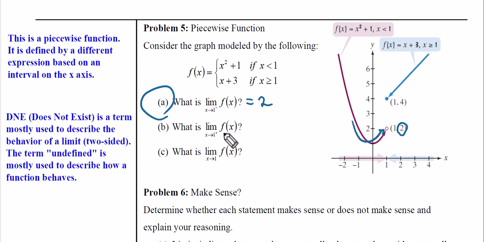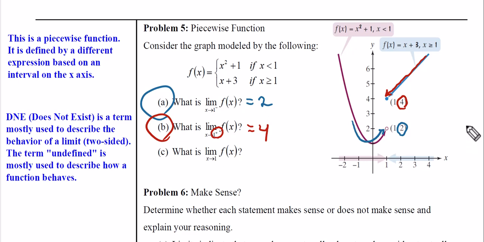What is the limit as x approaches 1 from the right? Notice this little positive sign right there. That's from the right. So from the right means I'm coming down this road. And from the right, it's approaching a y value of 4. Now, these parts A and B, they do have answers because these are one-sided limits.